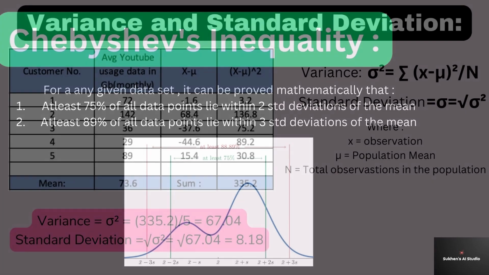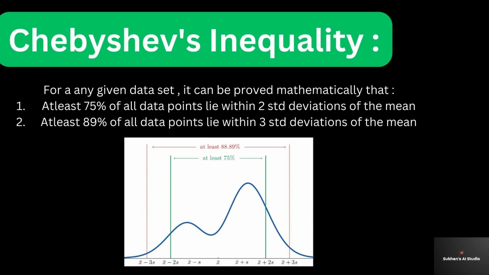In fact, Chebyshev's inequality or Chebyshev's theorem states that for any given dataset, at least 75% of all these data points fall within 2 standard deviations of the mean, and at least 89% of the data points lie within 3 standard deviations. Chebyshev's inequality gives us a rough idea of the spread of the data points from the mean. It can also help us detect outliers or unusual data points. Chebyshev's inequality works with any given dataset without knowing its shape. This is very important to note.